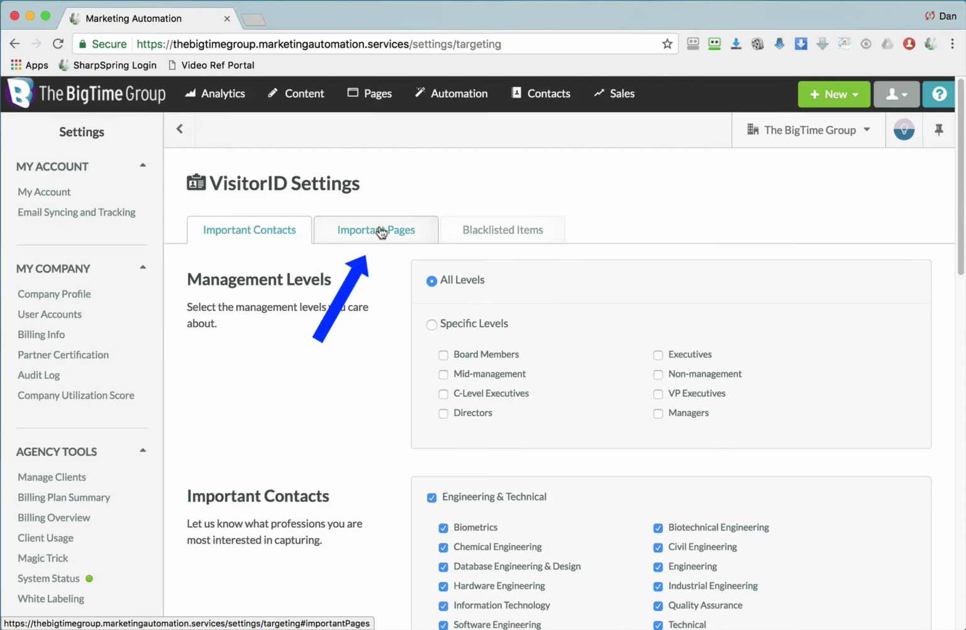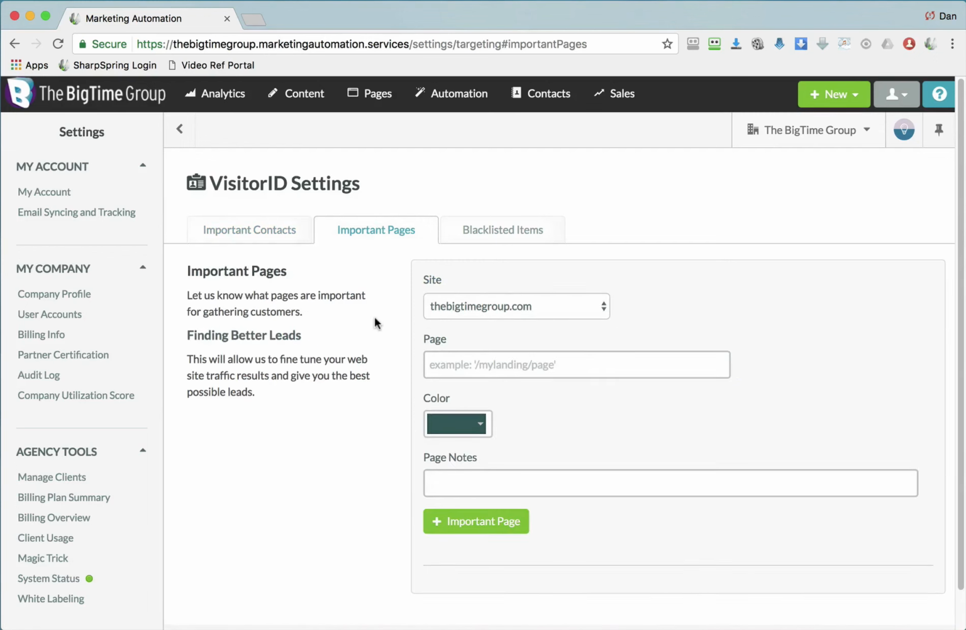Now this tab, Important Pages. Now this is different than lead scoring. When we look at the visitor IDs in just a moment, you're going to see how it does differ. So we want to know visually which of our contacts are going to the pages on a website that are important to us. So for instance, if I had a sales page that was just thebigtimegroup.com/sales, I would just have to put in /sales. Now I'm going to give this a color because you'll see that when somebody is visiting this page, it's going to color code it. So I can tell visually who is visiting my sales page.